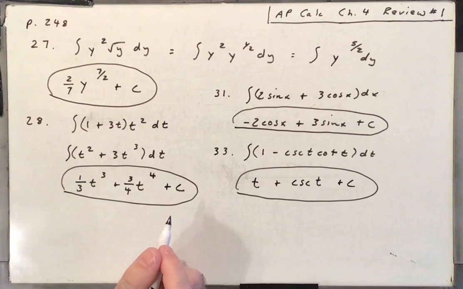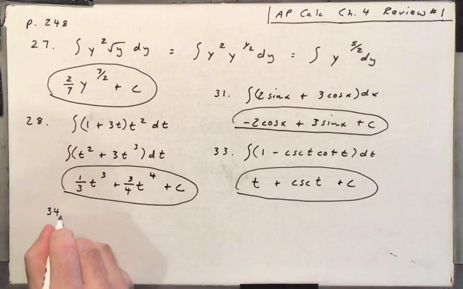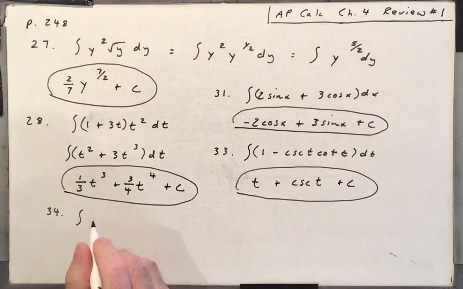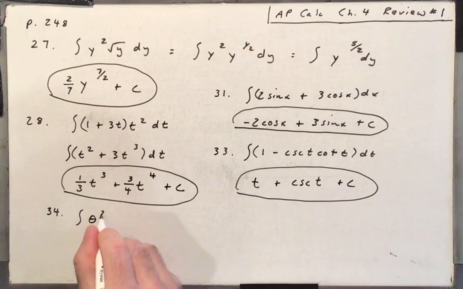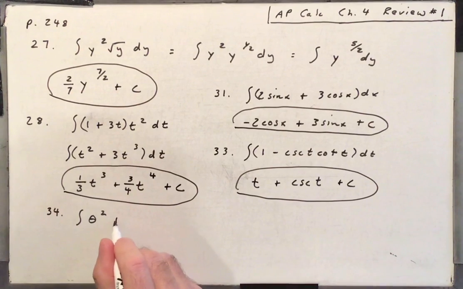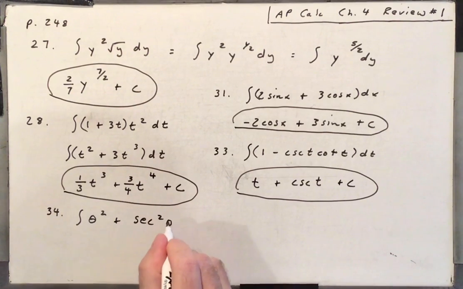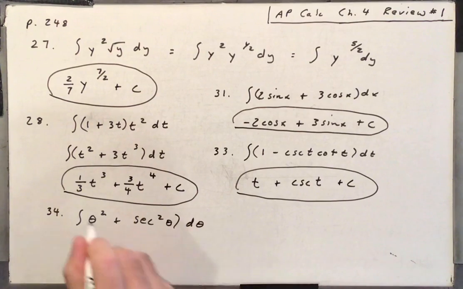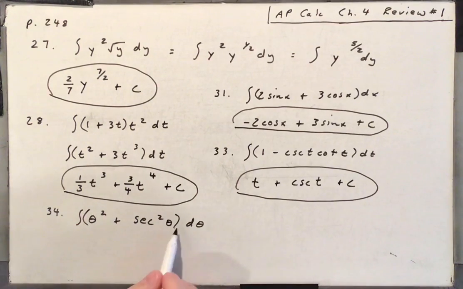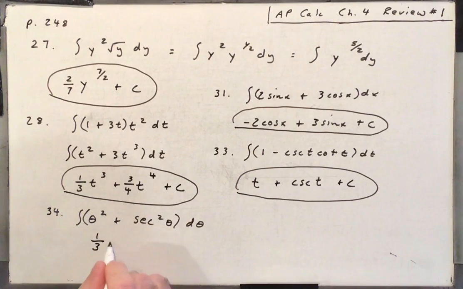All right, the next one on my list is 34. I'll try to fit it in down here. I don't know why I'm not erasing. Theta squared plus secant squared theta d theta. Well, it's just theta instead of x. So this is a straight up one. It's going to be 1/3 theta cubed. Take the derivative. 3 times a third would be 1, and then subtract 1. That's theta squared. And then what is the antiderivative of secant squared? It's just tangent.